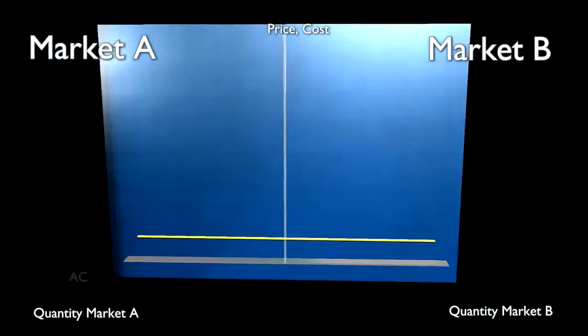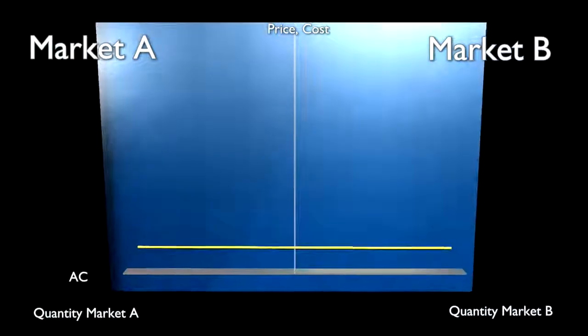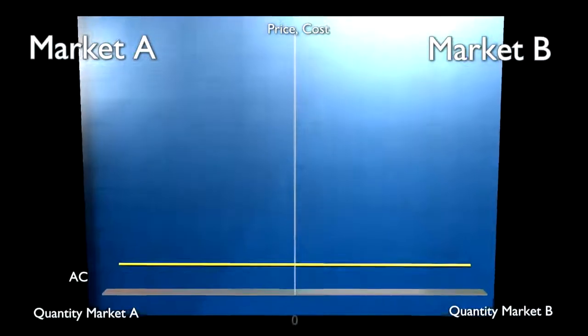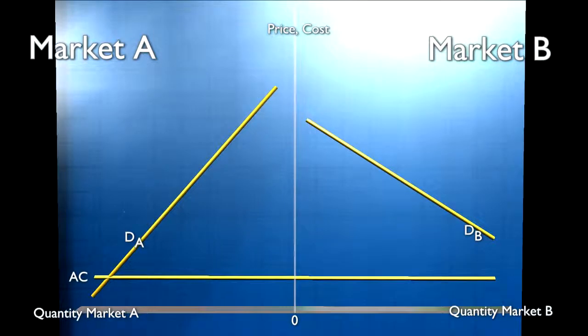You may recall that if the cost curve is horizontal, marginal and average costs are the same. Demand curves in each market reflect the different elasticities. Market A has relatively less demand elasticity, and therefore the curve is relatively steep. Market B has higher demand elasticity, and therefore the demand curve is relatively flat.